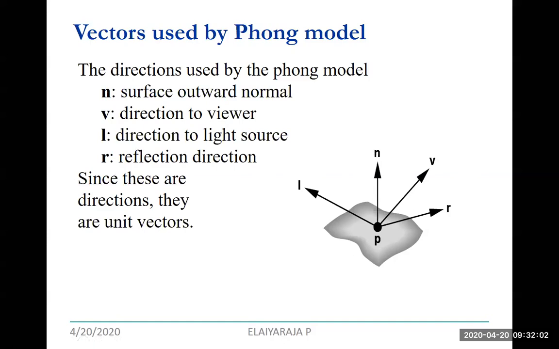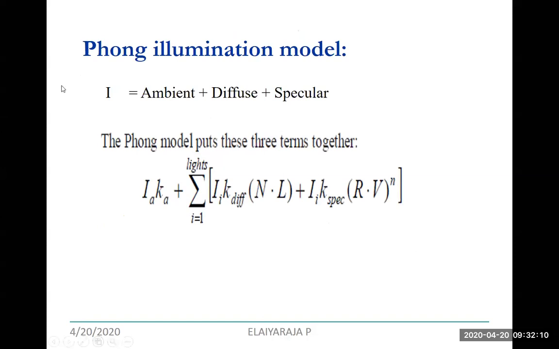When we calculate the Phong illumination model, we consider unit vectors and their combination, which means when you add the sum of ambient light plus diffuse light plus specular light, you get the Phong illumination model.